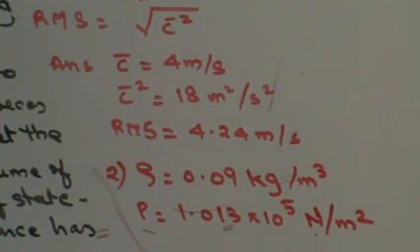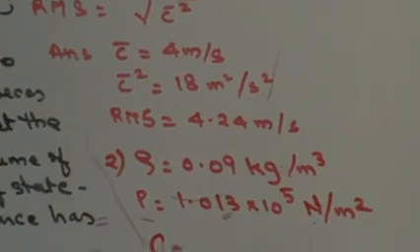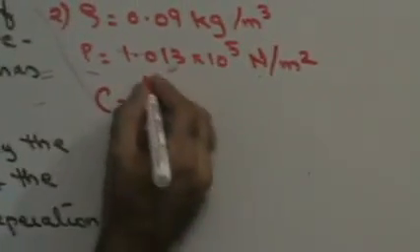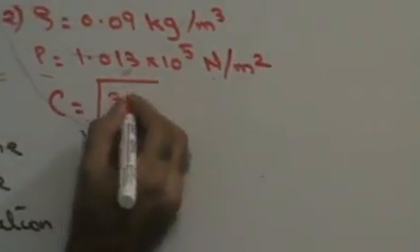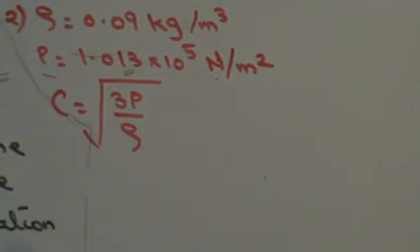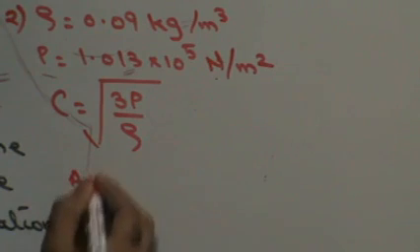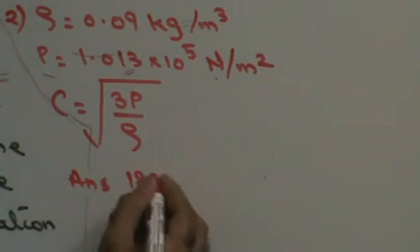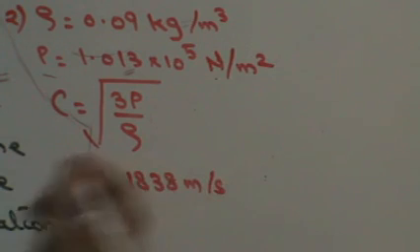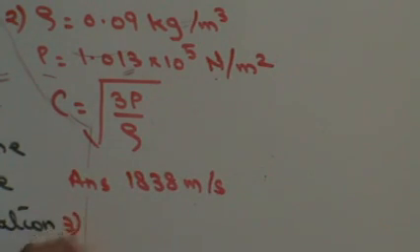Now, RMS velocity is given by the formula square root of 3p by rho. You have both the values p and rho. You can substitute and get the answer. The answer for this sum should be 1838 meters per second. Next, take down next sum, please.